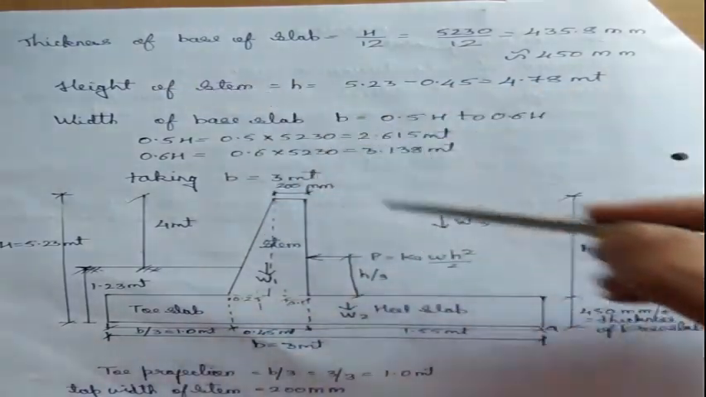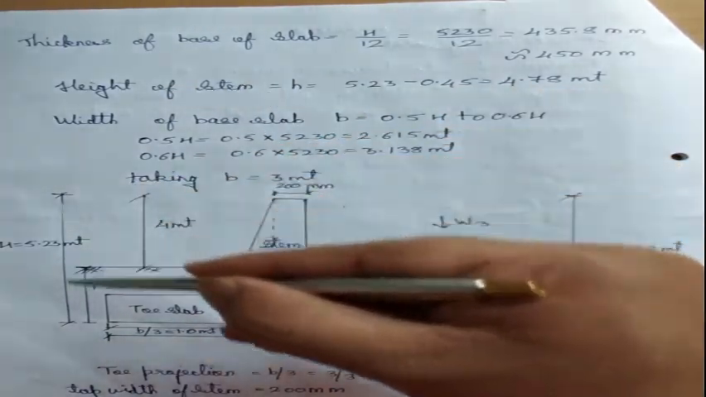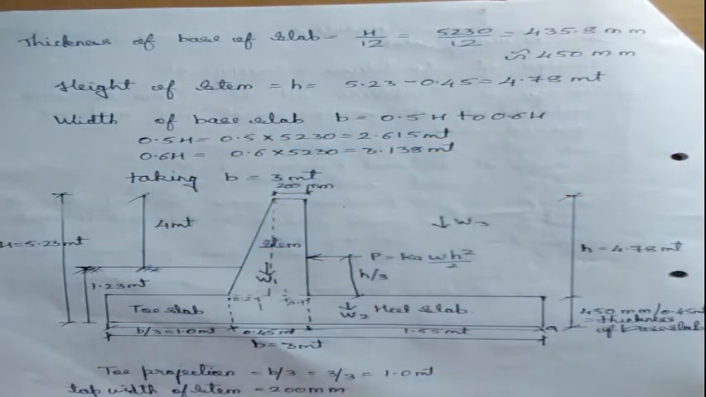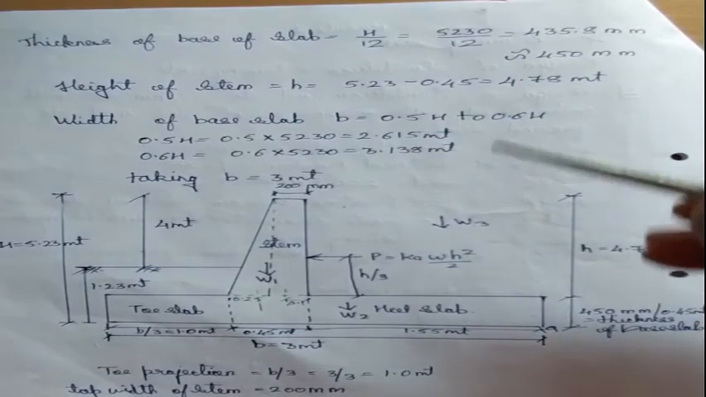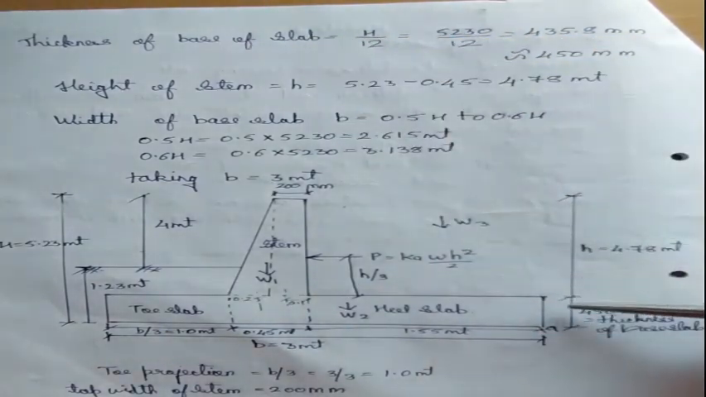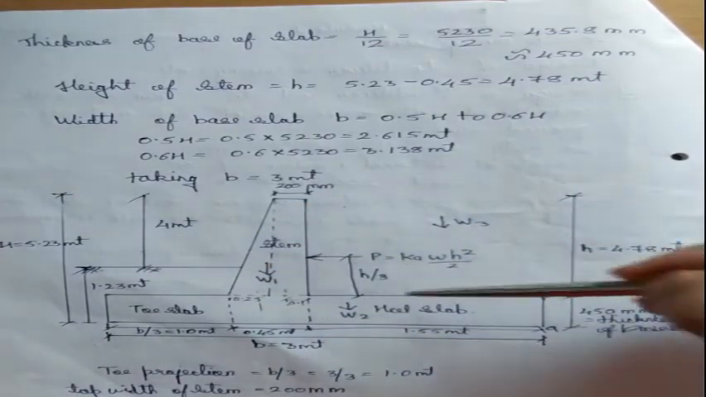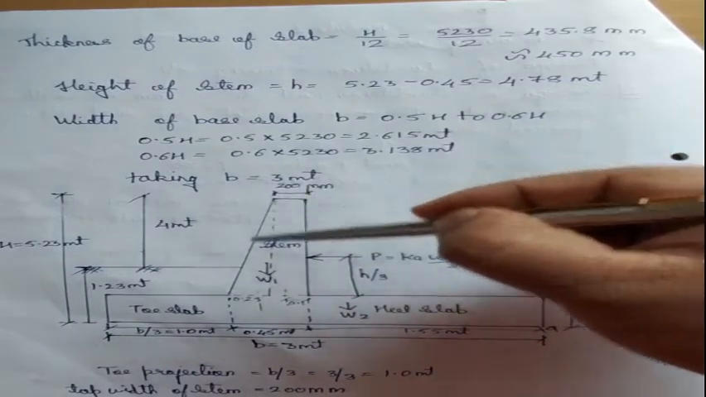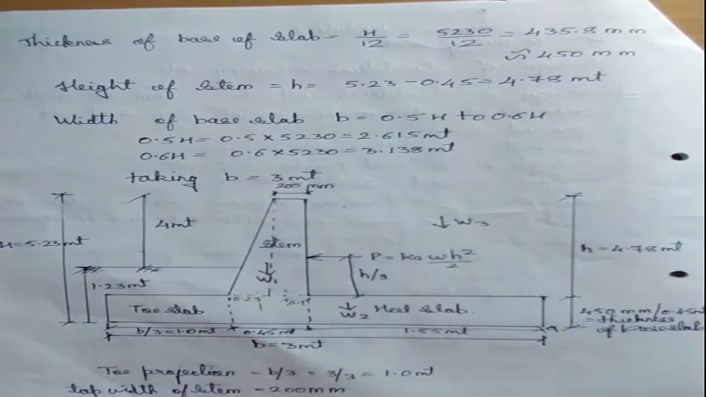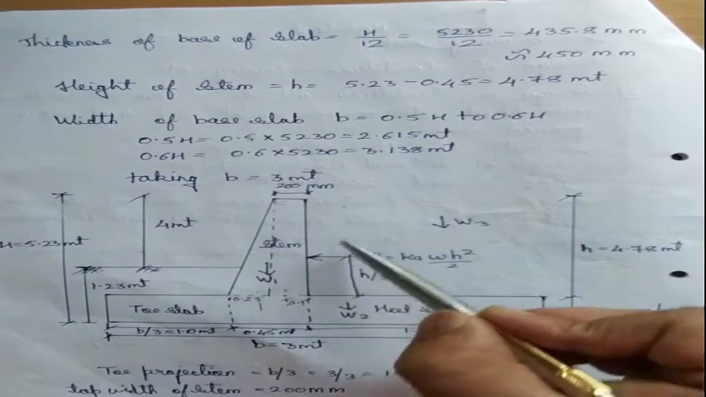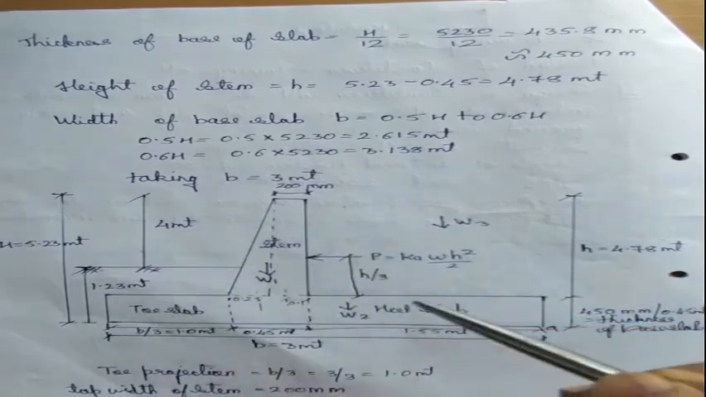So, I will bifurcate the dimension of the stem now. Height of the stem: you can see this is the total depth of the cantilever retaining wall, and this is the base slab thickness, that is the base slab depth which is 450 mm. So, obviously, out of this if I deduct this, I will get the height of the stem, which is nothing but this. So, we have to dimension and design the stem portion, the toe slab and the heel slab.